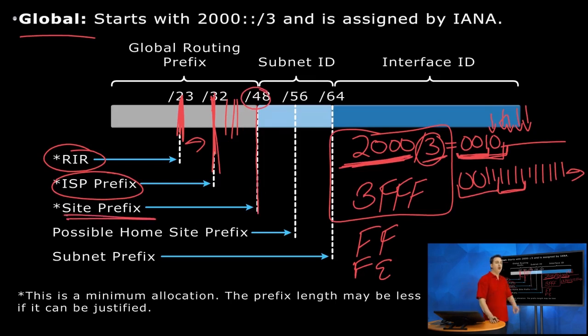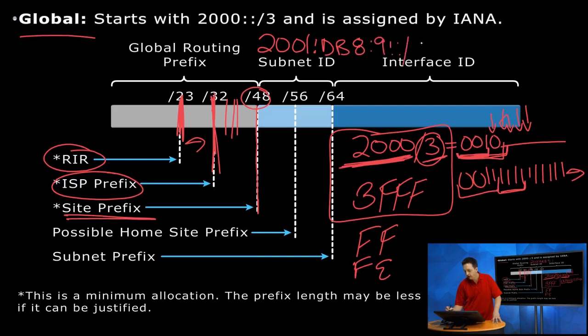What does that mean? It means you have one /48 network. So let's say they give you, for example, we'll say 2001:DB8:9::/48. So that's what they've given you here. 2001:DB8:9::/48. So what now? Well, that's only one network, right?